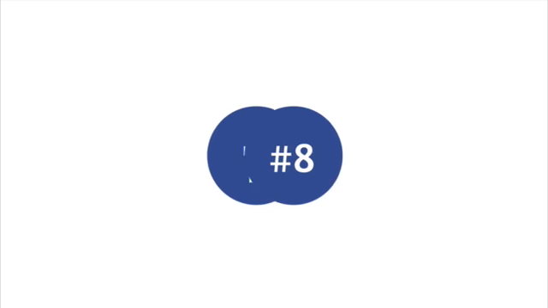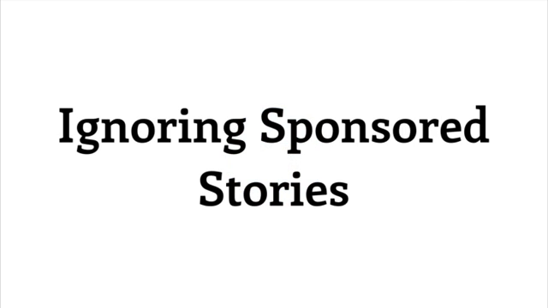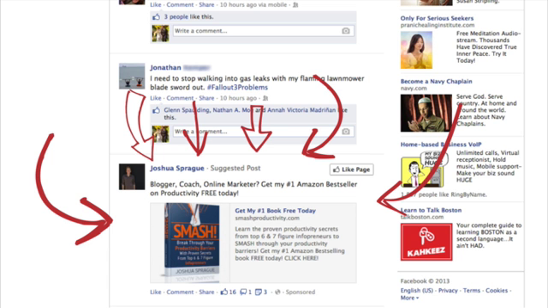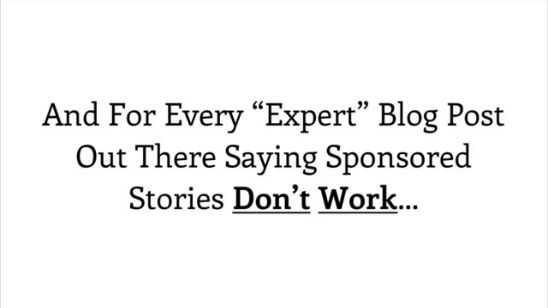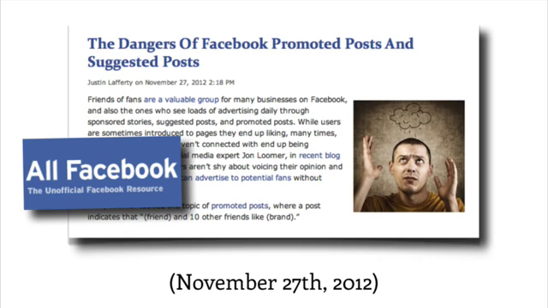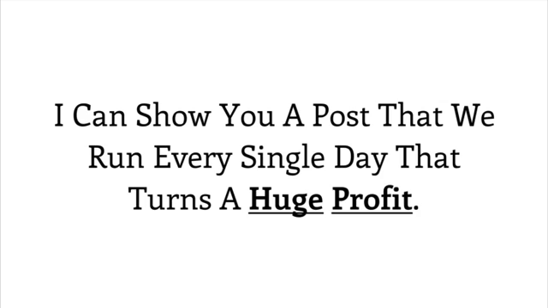Number 8, ignoring sponsored stories. If you're not sure what a sponsored story is, this is a quick example. It's an ad that appears in your news feed instead of over on the right-hand side. And for every expert blog post out there saying that sponsored stories don't work, like this one from November 27th of last year on All Facebook, I can show you a post that we run every single day that turns a huge profit. So it can be done.